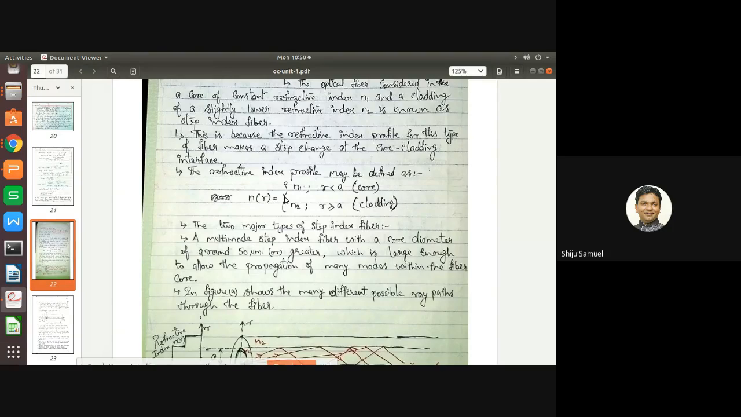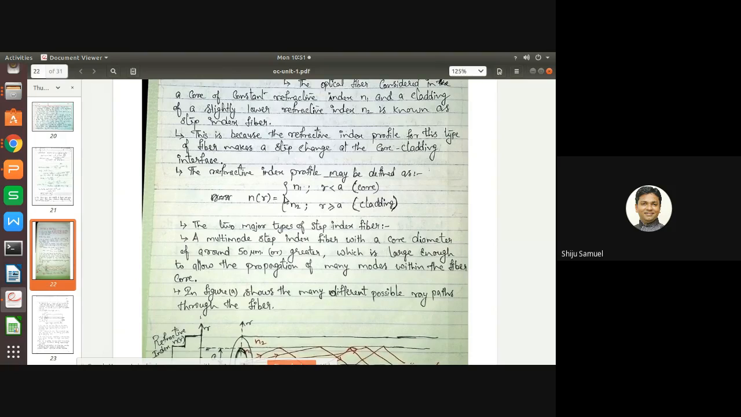a is the diameter of core, and a is greater than small r. That means the core diameter is greater than r, the air medium region. Then we can say n of r equal to n1. That is the refractive index profile. Another category: n of r equal to n2. In this case, the condition is small r is greater than or equal to a.